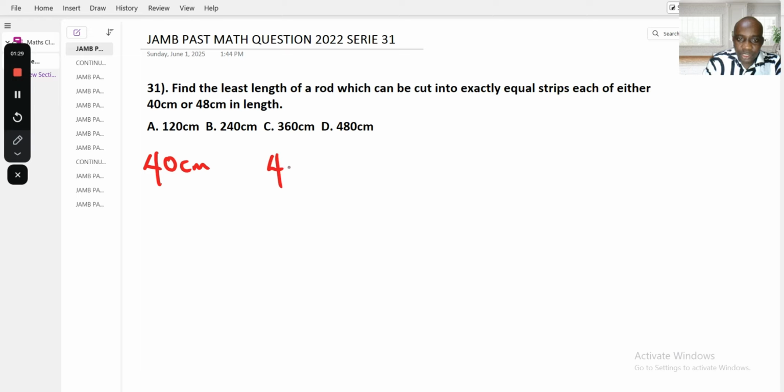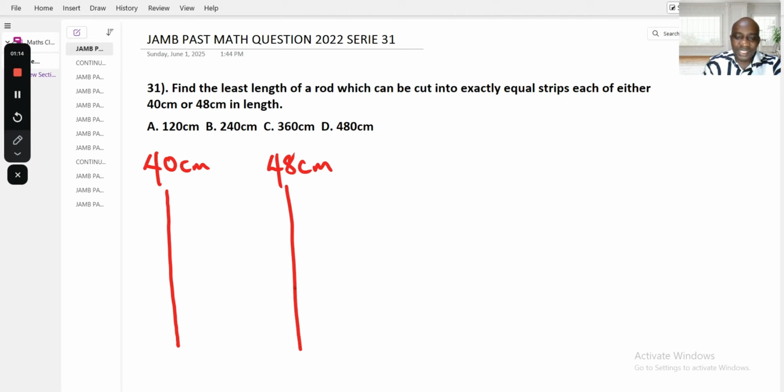This one is 40 centimeter, this one is 48 centimeter, and we have a rod like this, a long one, and we have this one, a long one. If you cut this into 40 centimeter each, and this one into 48 centimeter, that will equal this length. What is the length in centimeter? That will be the same for 40 centimeter and 48 centimeter. For example, let me demonstrate it.